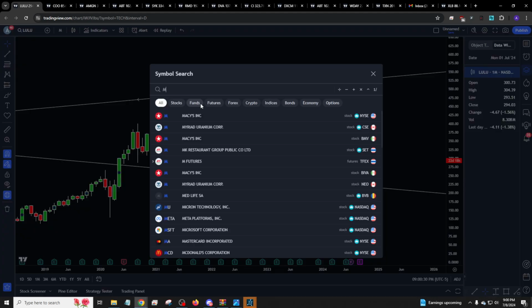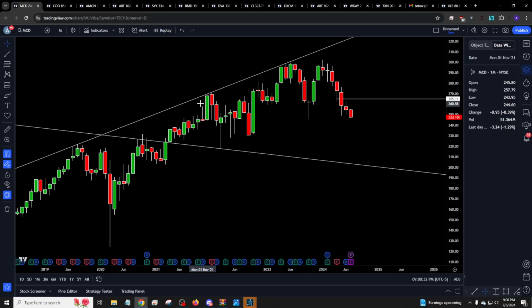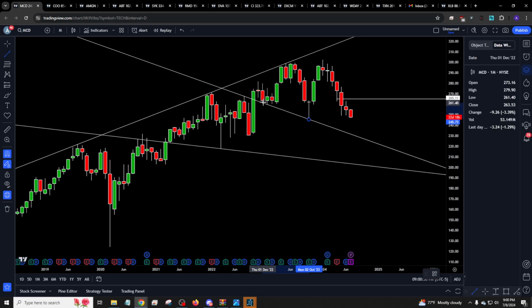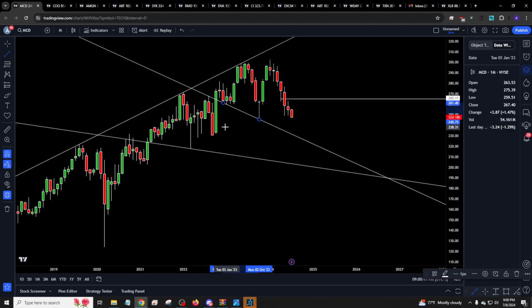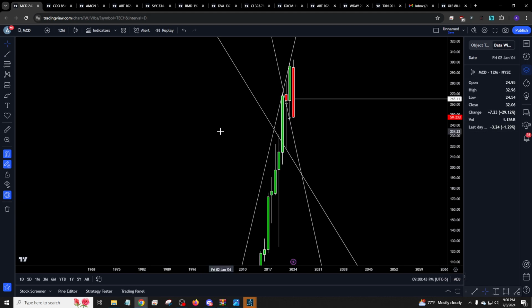We'll also see something like McDonald's. Inside month down, coming back through the previous range. It is a little closer to exhaustion risk in comparison to Lulu. So be aware of that, but you do have some obviously bigger tries to start coming back through as well there. If you go to the year on McDonald's, it's just about to become an outside year as well.